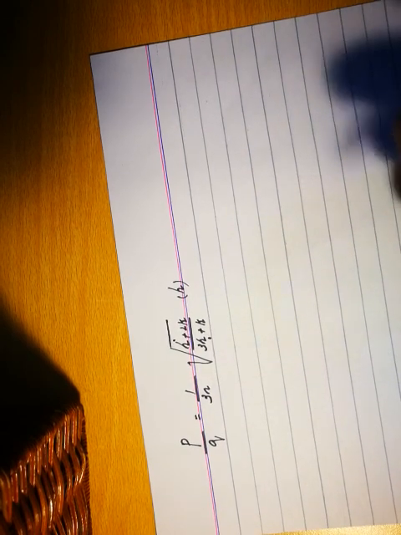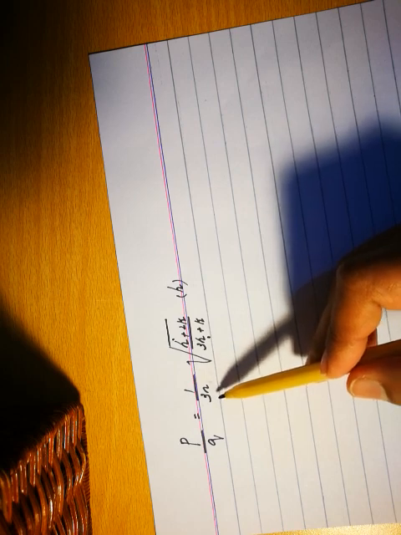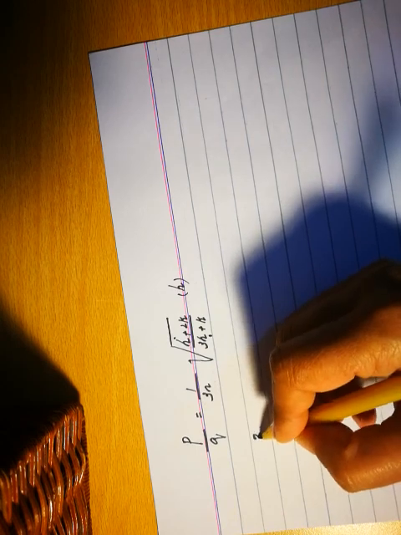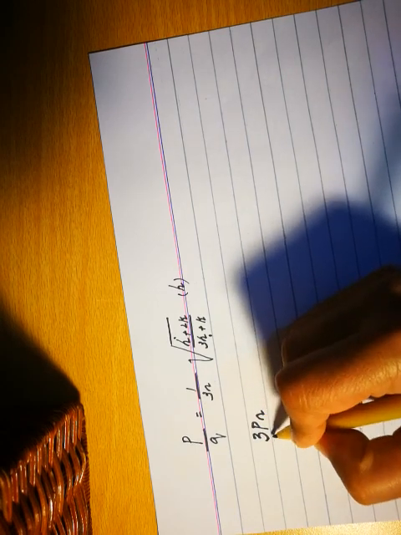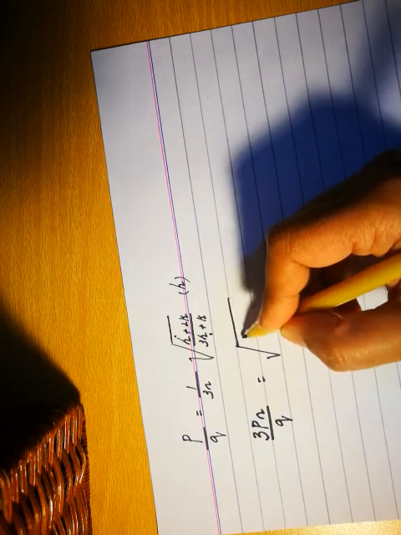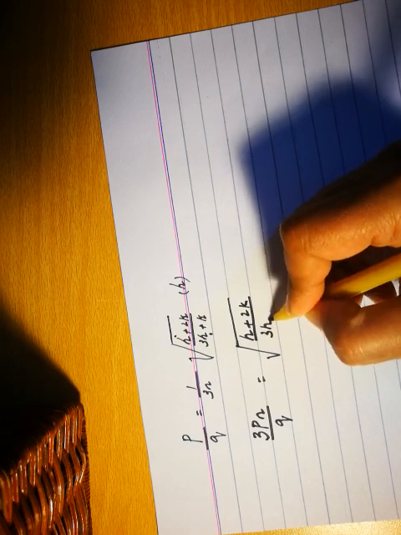So first of all, let me get rid of this 3n. Here it is in the denominator. If I'm going to shift it to the other side, that would be 3pn over q is equal to under root h plus 2k over 3h plus k.